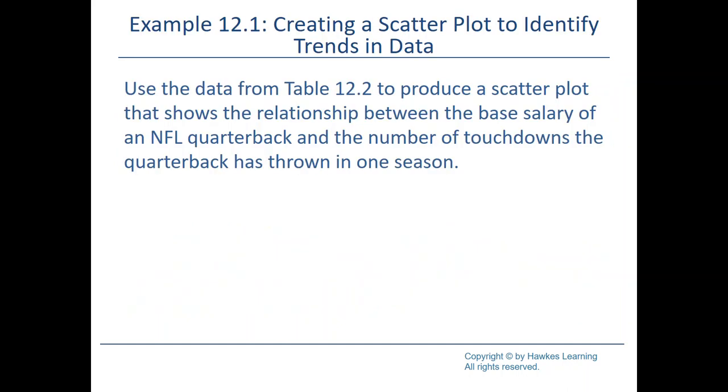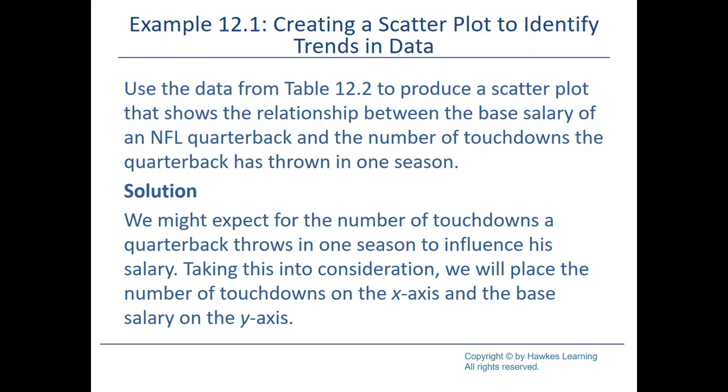So we're going to start off by using the data from that 12.2 to produce a scatter plot that shows the relationship between the base salary of an NFL quarterback and the number of touchdowns the quarterback has thrown in one season. The first thing that we're going to do is consider that we might actually expect the number of touchdowns a quarterback throws in one season to influence their salary. Taking that into consideration, that means we're going to place the number of touchdowns on the x-axis, and we're going to put the salary on the y-axis.